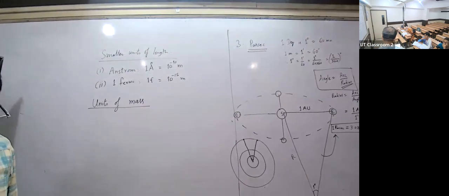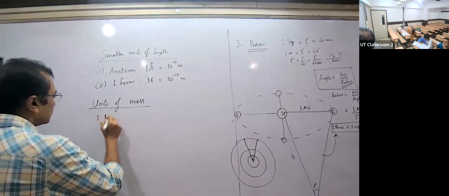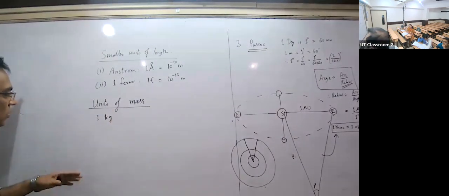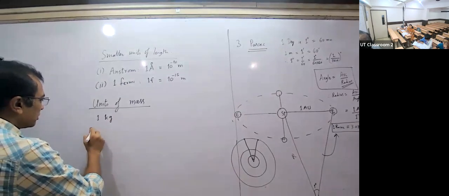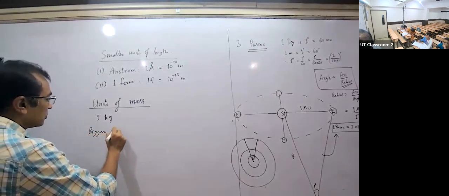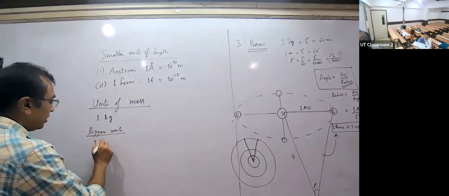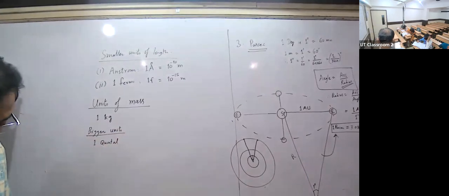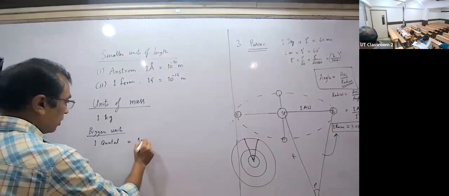Right. So, what was the main unit of mass? Kilogram, 1 kg. Then you have gram. So what are the smaller units and what are the bigger units? Let's go for bigger units first. There is something called a quintal. What is a quintal? 100 kilogram. So 1 quintal is equal to 100 kilograms.